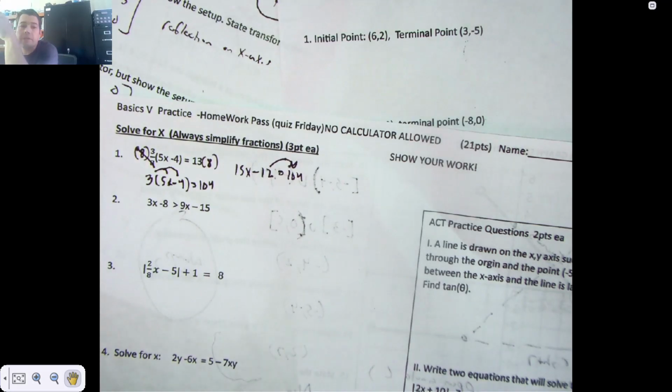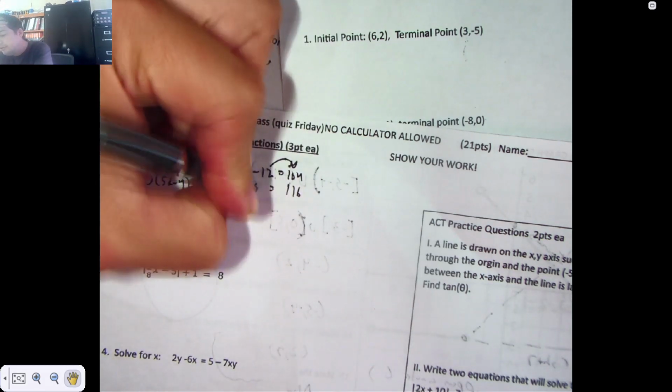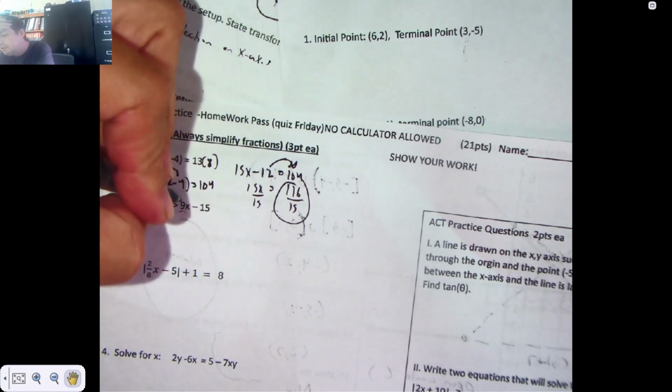The last basics quizzes I graded, I bet there were 10 kids who saw minus 12, so they took away 12 on both sides. Where have you been since 7th grade? You add 12, and 104 and 12 is 116. So 15x is 116, you divide by 15, and that's my answer. That is my answer.